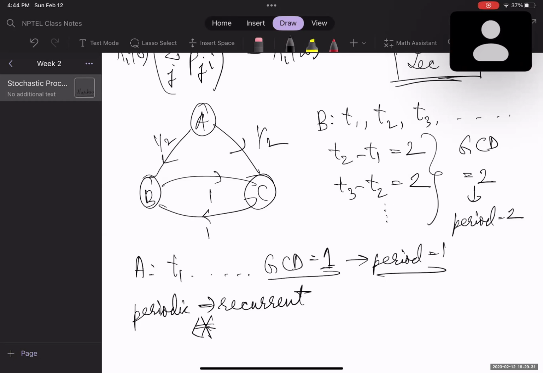In the above example, how is T2 minus T1 equal to 2? I didn't get that.